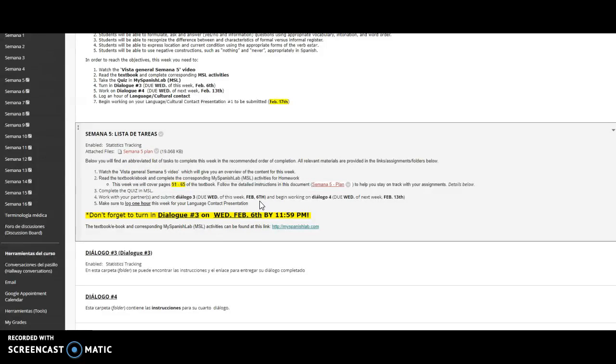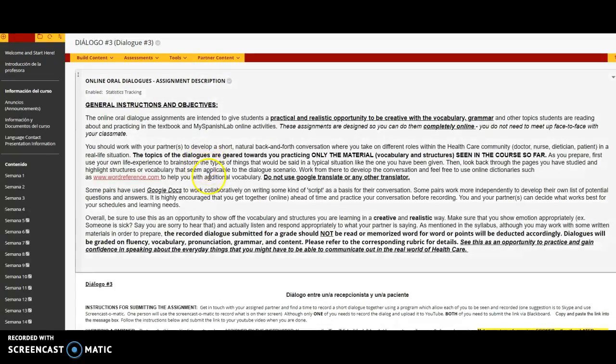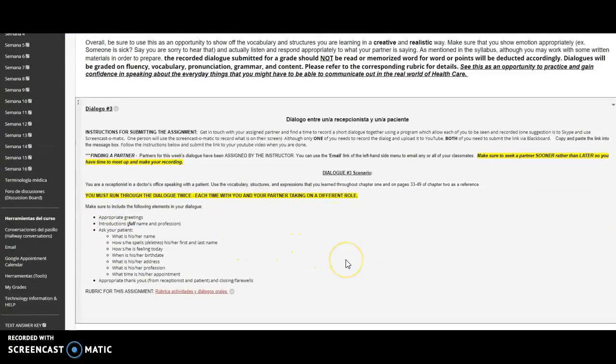Again, reminders on the dates. Diálogo 3 is for this Wednesday, February 6th. Diálogo 4 is for the next February 13th. Okay? So, Diálogo 3 due this week. Hopefully you've already had a chance to look at it. And so, like all dialogues, you are going to be switching roles. And again, you can do that. It's actually easier to do it all in one document or one video file.